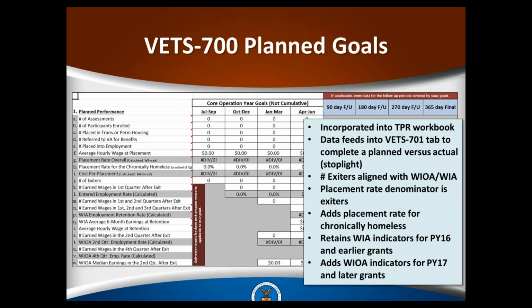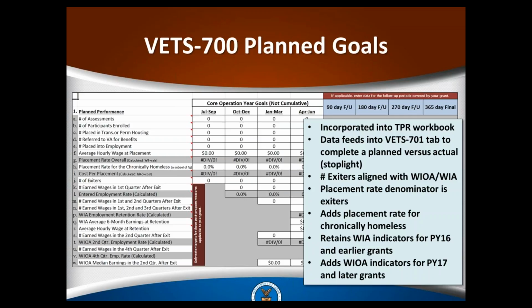It adds in the placement for chronically homeless as a data element that is advisory for you this time, but in PY17 going forward, it would be applicable. It retains the WIA indicators for PY 2016 and earlier grants, largely because, as I mentioned before, we have grants that are under different sets of indicators.